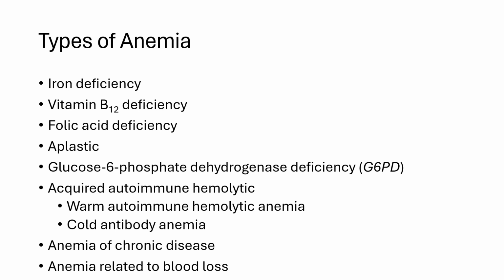Types of anemia, I'm going to cover pretty much all of them except the glucose-6-phosphate dehydrogenase deficiency, or G6PD. With iron deficiency anemia, as it says, the body is deficient in iron, and iron is important for red blood cells. This is very common, especially among premenopausal women.